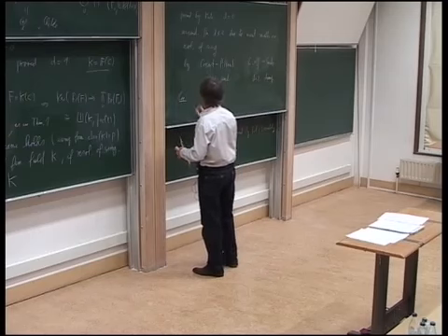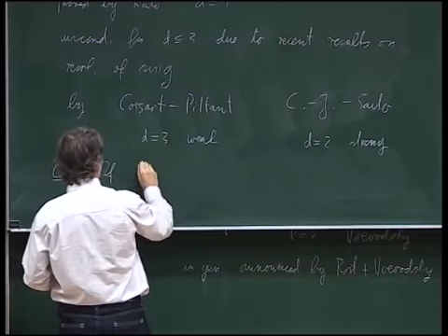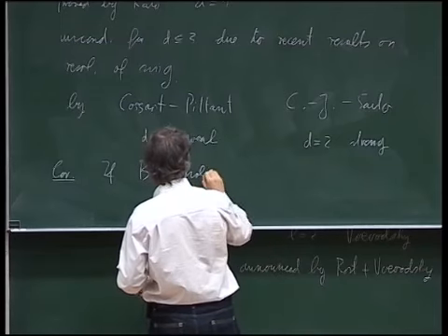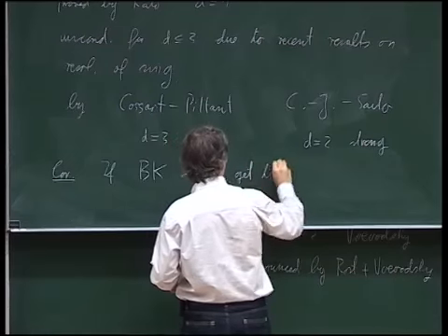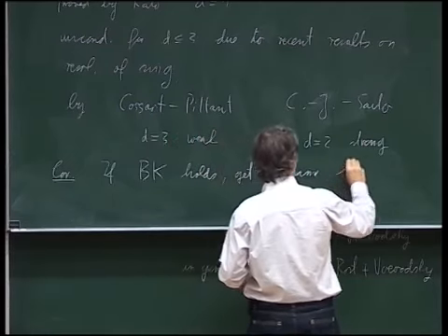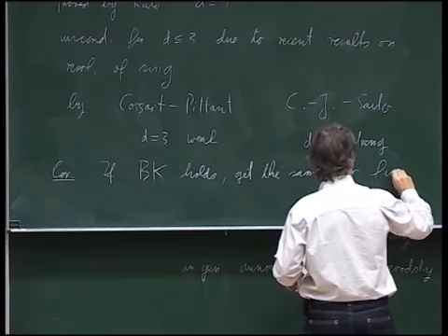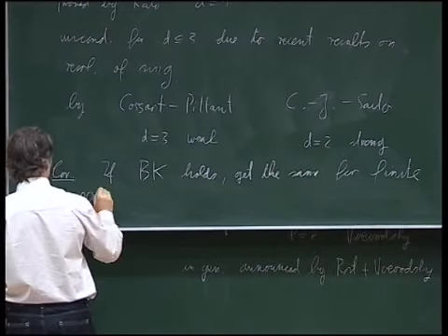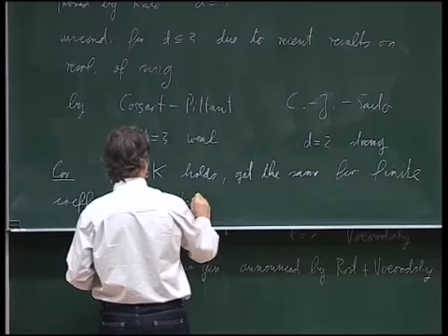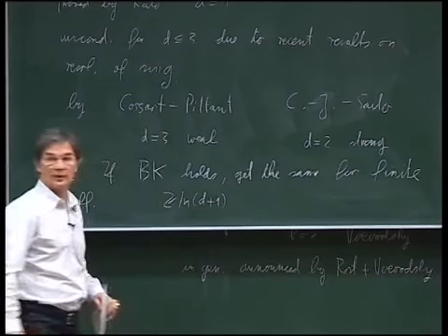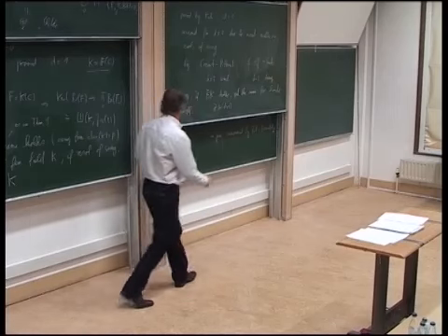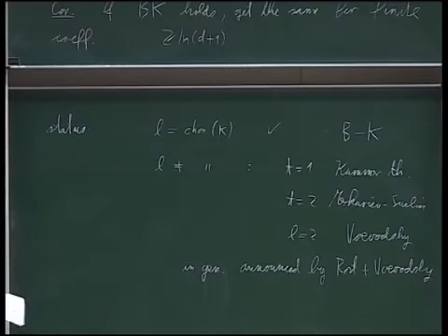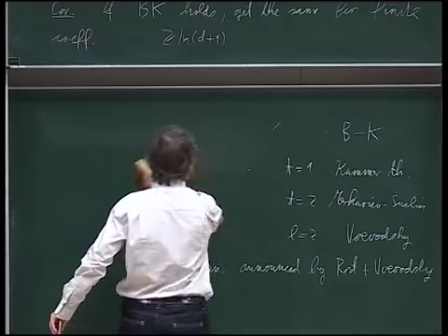So the method of corollary. So if the Bloch-Kato conjecture holds, we get the same for finite coefficients, Z/n(d+1) in both cases. And why is this so? Rather, I want to explain how this works.